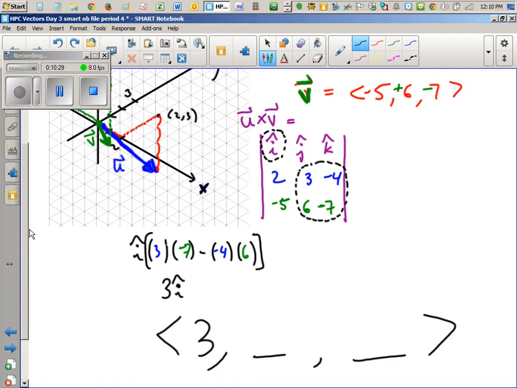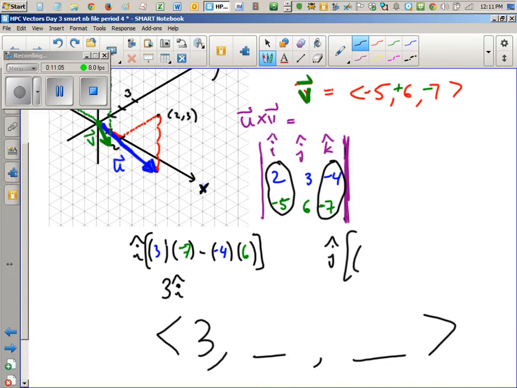Next, you do the j hat. Okay? So you get in here, and you repeat this, only now you're using the j hat. And you're not going to use the same 4 numbers as before. Does anyone know which numbers we're going to use? Yeah, you're going to actually use everything except what's in the j column, right? So you're going to use the 2 and the negative 7. You're going to use the negative 4 and the negative 5.